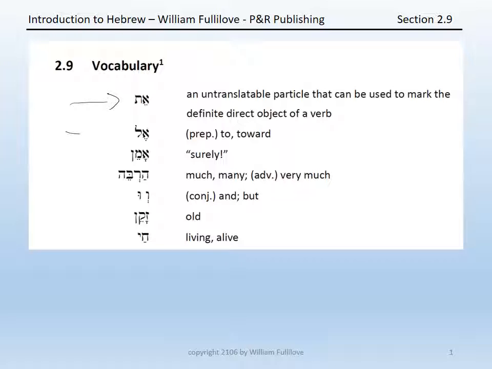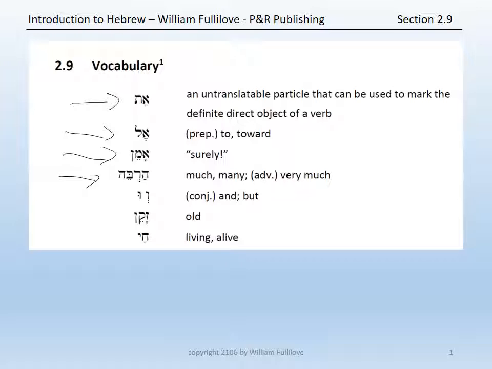El is the Hebrew preposition to or toward. The exclamation amen, from which you can tell we get the English amen, indicates surely. Harbe is the Hebrew adjective much or many, or as an adverb, very much.